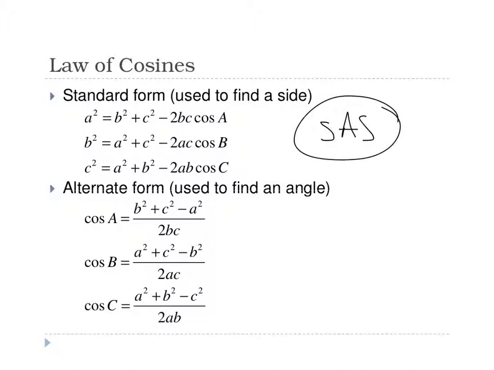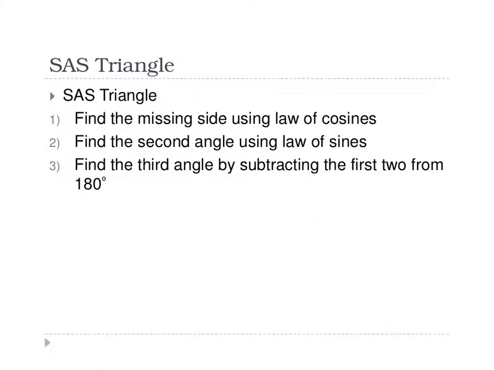The bottom formulas are our alternate form. Basically what we did was we solved for cosine A, cosine B, cosine C, and ended up with these three formulas. So when do we use them? We use them when we have a side, side, side triangle. So the bottom ones, I want to look for the angles. I'm missing the angles. So therefore, that's your side, side, side scenario, and that's when I'm going to use those formulas.